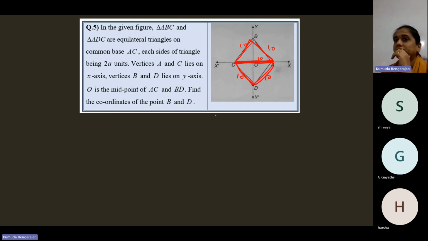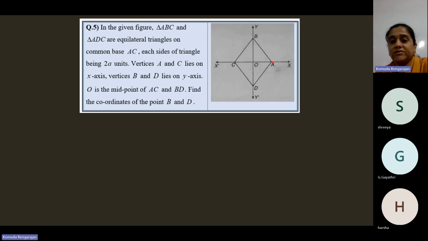You understand what's happening? See, if supposing this were 10, then also this is equilateral, right? So this is 10. And how much is this? This is 10. And both are equilateral triangles. So if this is 10, this is 10, and this is also 10. Because the two triangles have a common side, all the sides are the same unit, 2A units. Now it's given that O is the midpoint of AC and O is also the midpoint of BD. So now find the coordinates of the points B and D.